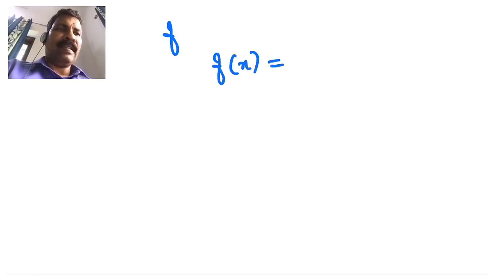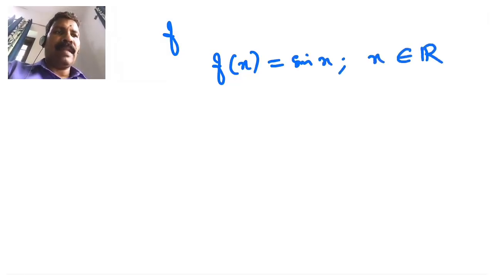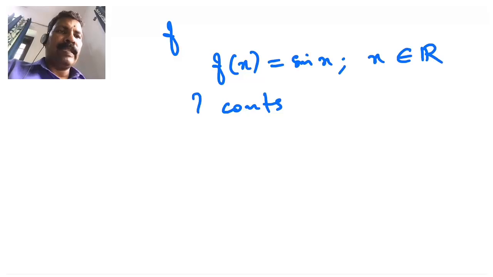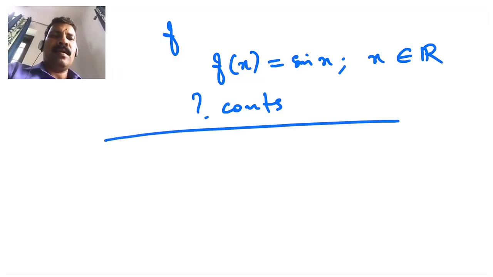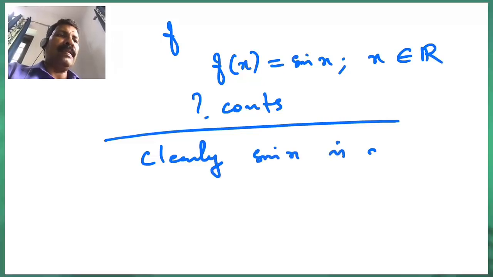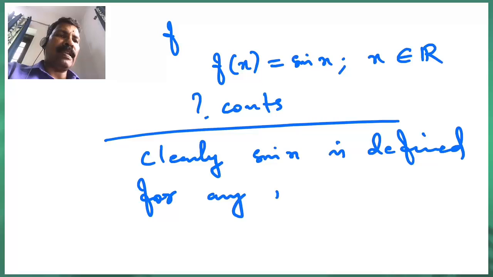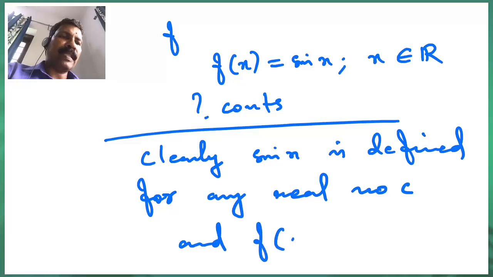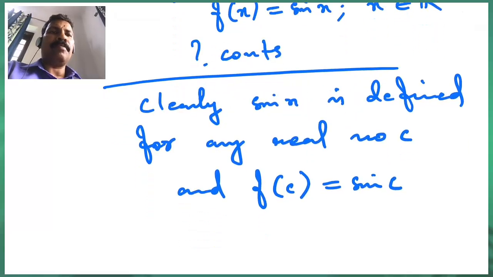Now let us prove that the function f given by f of x is equal to sin x, x belongs to the set of reals, that is the sine function, is continuous. We shall prove this function is continuous. Clearly, sin x is defined for any real number c, and f of c is equal to sin c. Thus we have the value of the function.